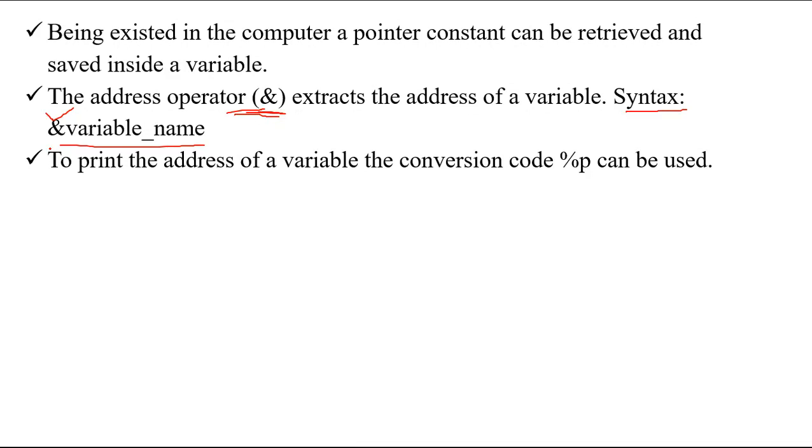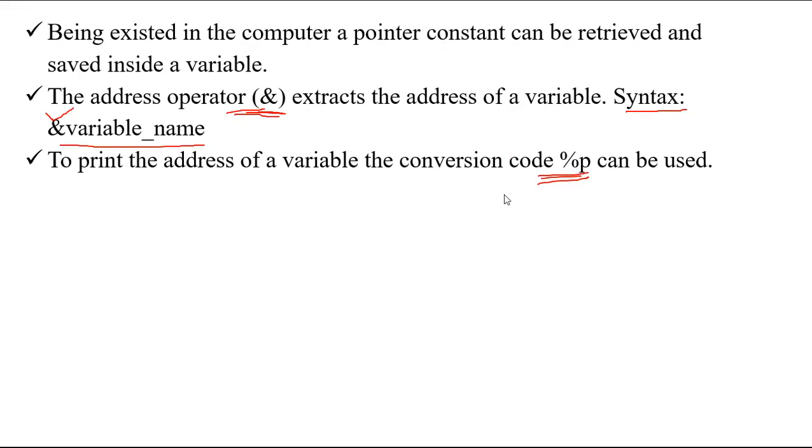To print the address of a variable on your console screen, on your output screen, simply use %p. For printing integer values, %d. For character values, %c. For float values, %f. Double values, %f. How can we print the address? In the sense, you have to use %p. Quickly we will practice this one.